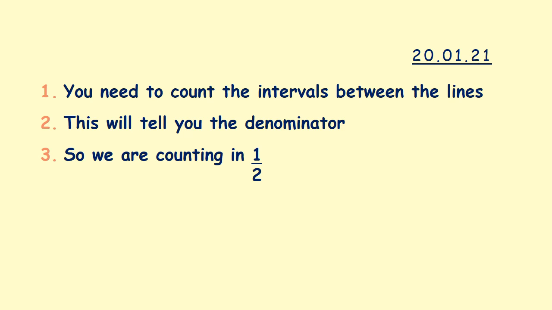So how would you solve the problem? You need to count the intervals between the lines. This will tell you the denominator. There were 2 intervals. If 2's our denominator, we were counting in halves.